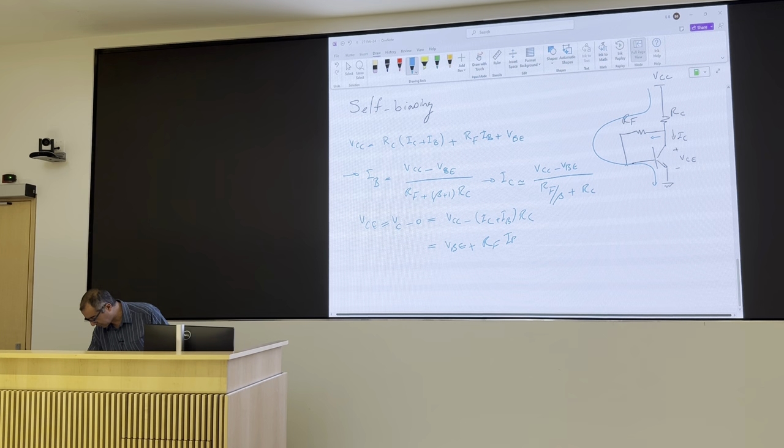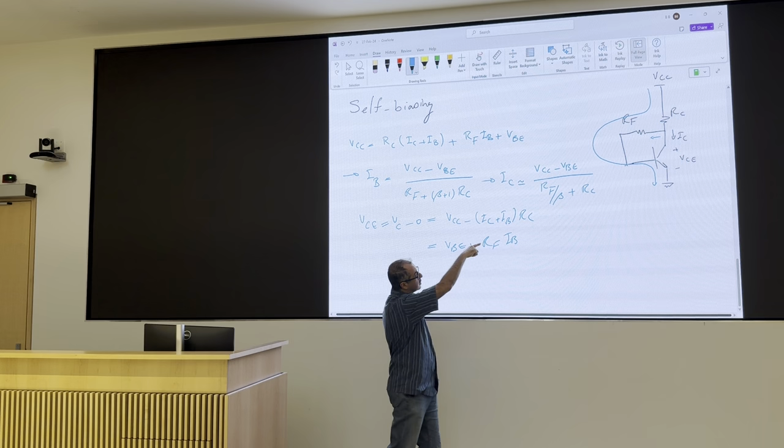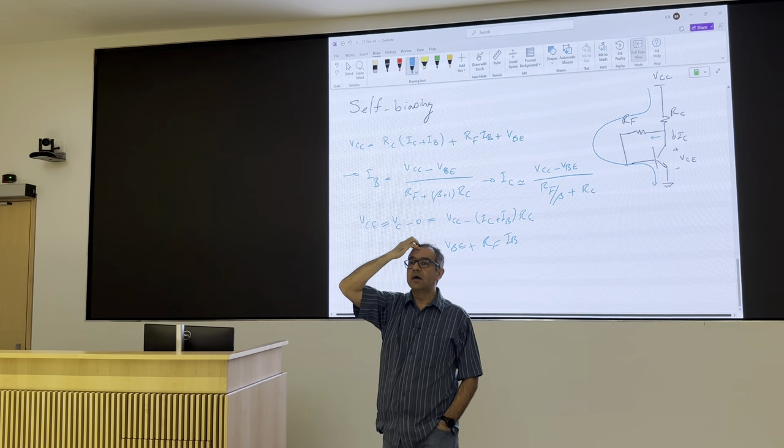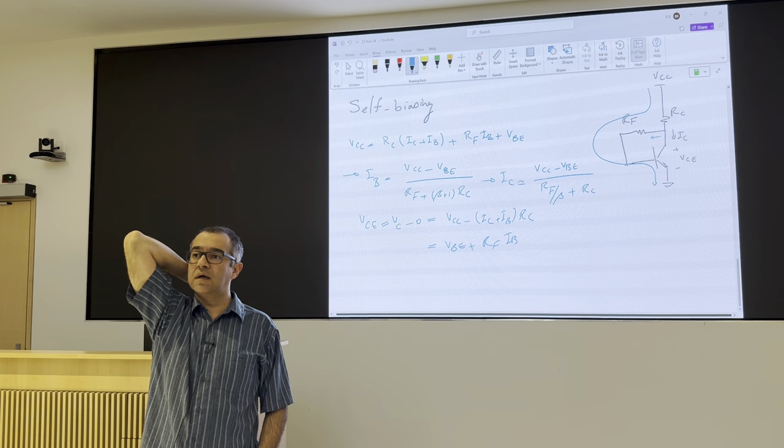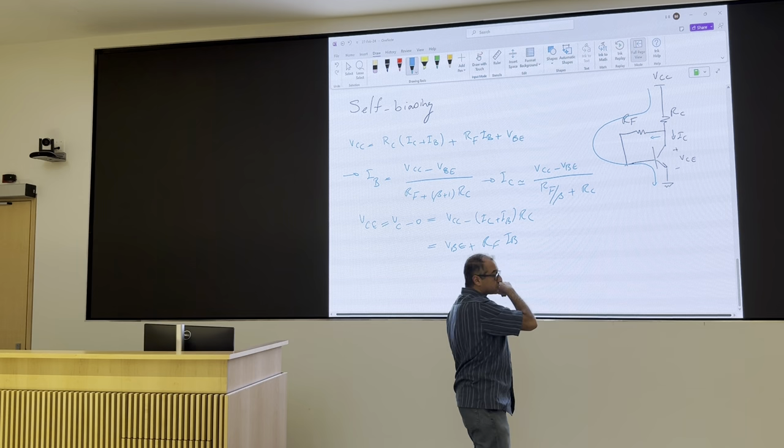You go from the top, from VCC, down to find VC, or you go from the bottom up. I'm just wondering, why do we not, for this biasing technique, need a resistor at the emitter terminal? Well, let's see that. Okay, so let's see why we are happy with just one resistor.